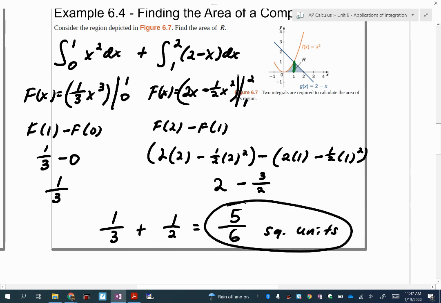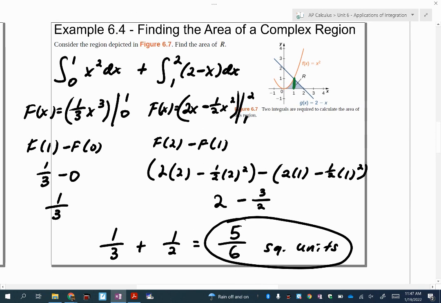All right, so that is it for the area between these two curves, but also you can see it's really split into two separate integrals. Okay, now the very last thing we're going to do, which you are going to see on the AP exam, is that there's another way to do this kind of problem.